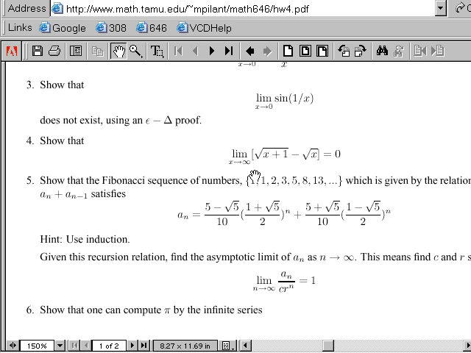Another type of limit that you've probably seen before in calculus is the limit of the square root of x plus 1 minus the square root of x. These both go to infinity, but infinity minus infinity is not defined. In this particular case the limit is 0, and you just have to do some manipulations to show that it vanishes as x gets large.